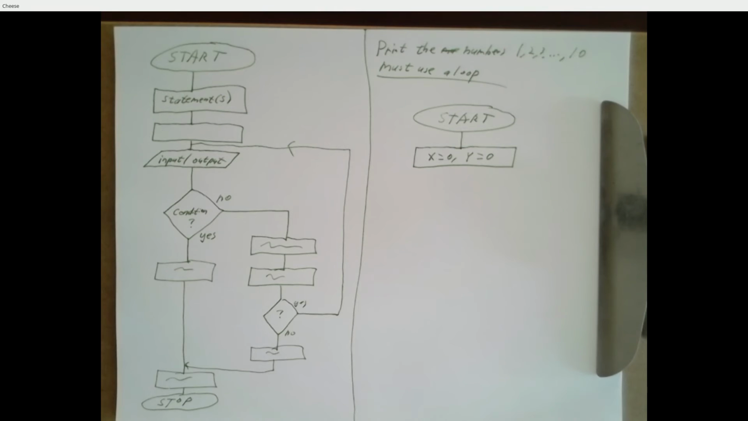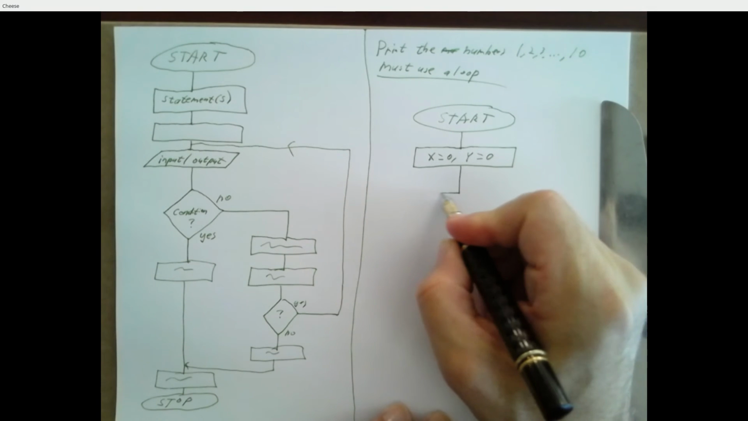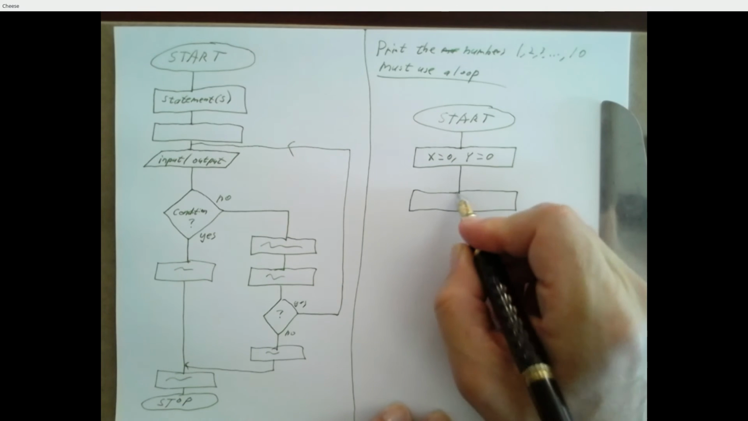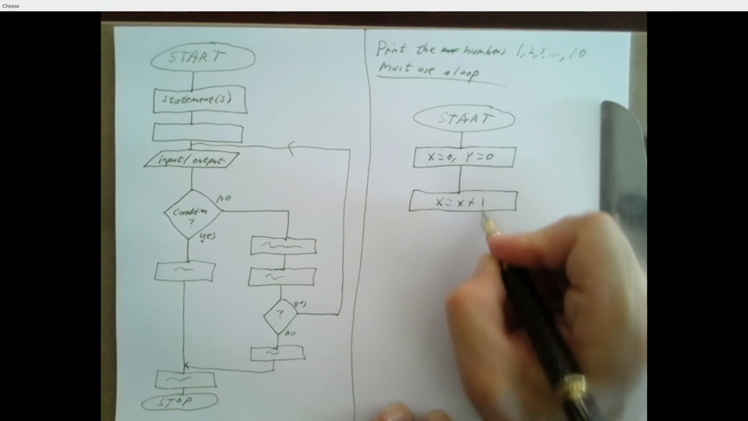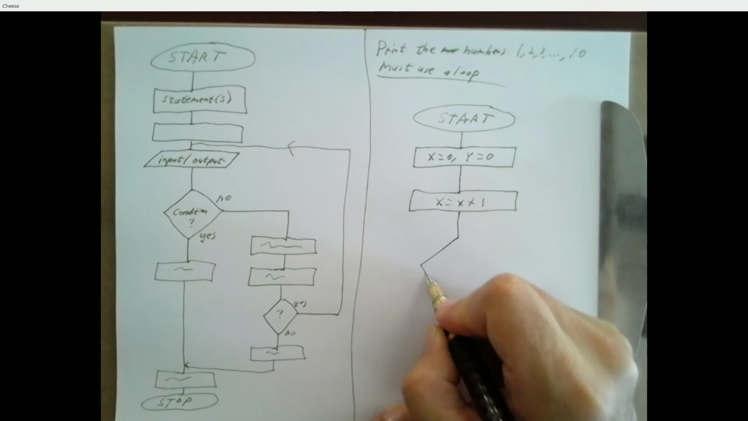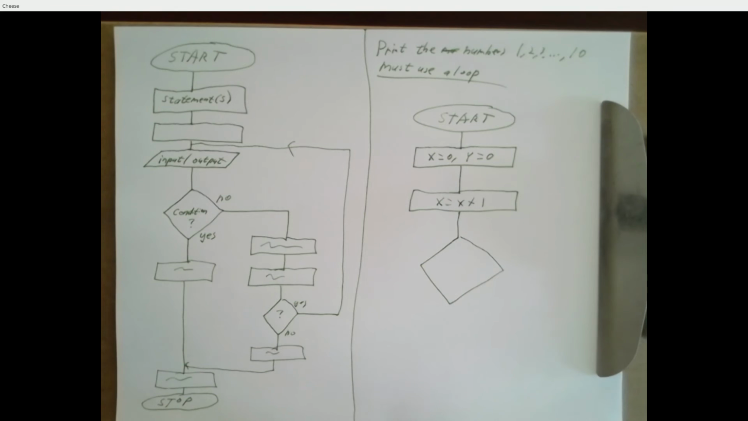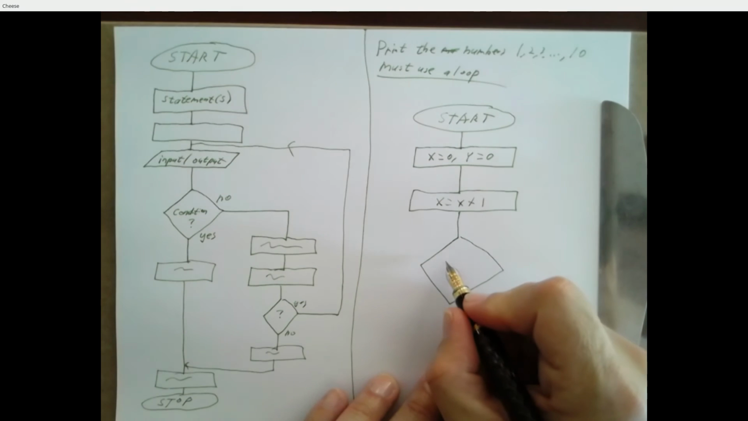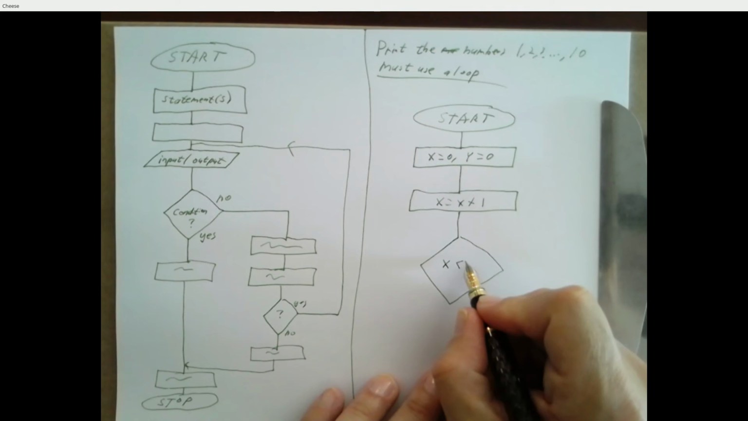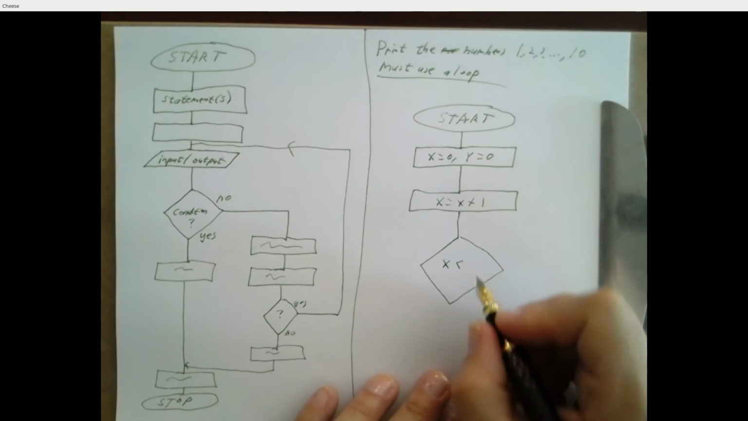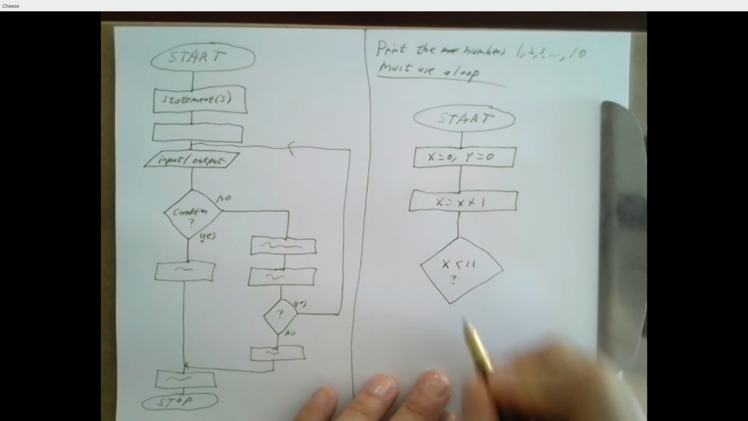Oh wait, you don't need Y. That's not right. You just need X. Maybe you have a block that increases X by 1 and then have a diamond that says if it is equal to 10. Okay, so let's increase X by 1. And then some kind of condition. So what's a good condition here? X is less than 11. Or 10. Well, should we do 11 or 10? 11. So X is less than 11.